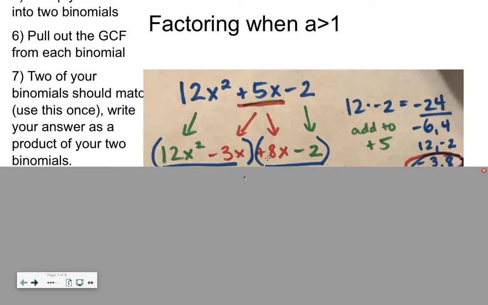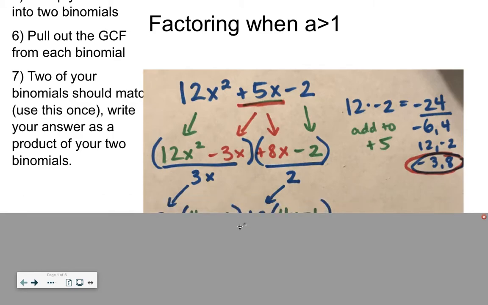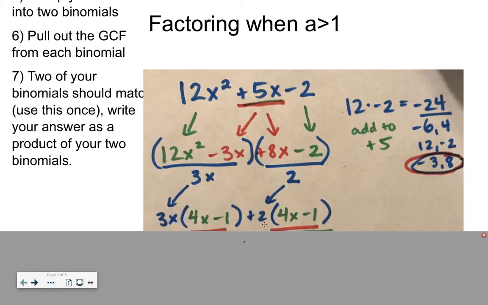If we look over here, same idea. 8x minus 2, they're both divisible by 2. So in order to pull those out, I'm going to start by moving them outside of the parentheses, and inside of the parentheses will be what I have left. So 12x squared divided by 3x is 4x. That's where this came from. Negative 3x divided by 3x is negative 1. And then move over to this one. 8x divided by 2 is 4x. And negative 2 divided by 2 is negative 1.